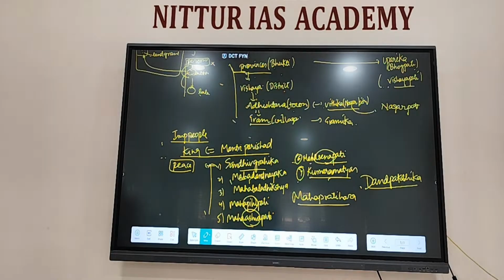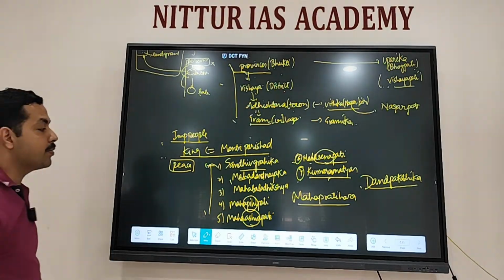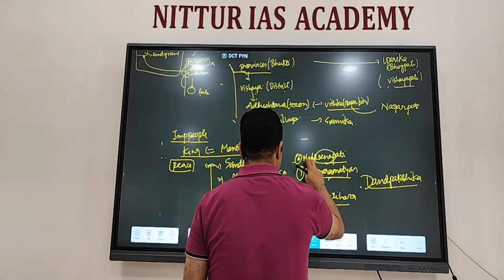What you have to keep in mind: king is at the top. King is assisted by who? Mantri Parishad. In Mantri Parishad, you will see a lot of officers mentioned. Any doubt? Next, what are the types of taxes that used to be levied?